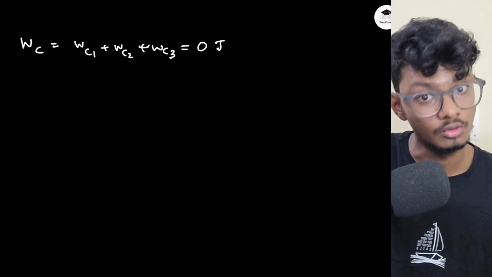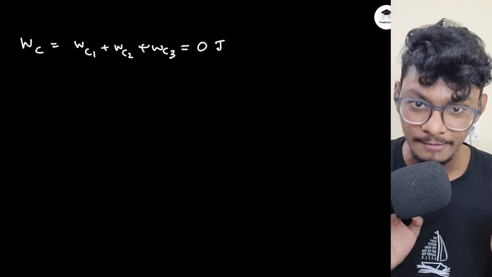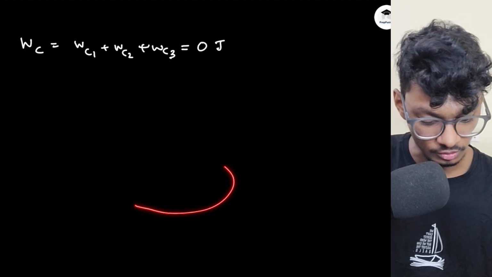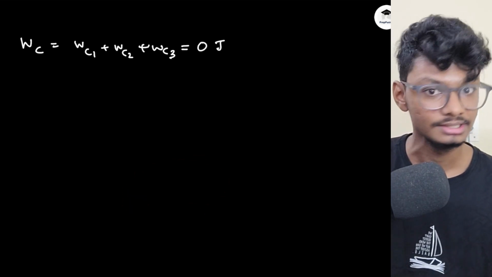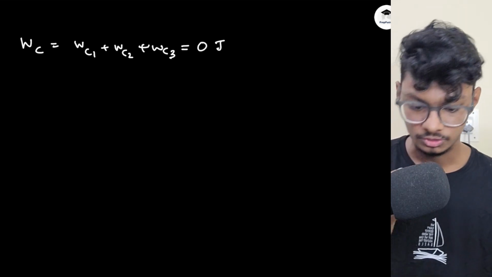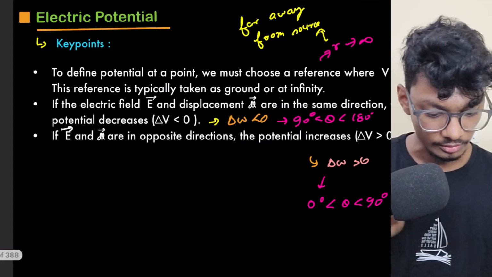Overall this becomes 0. Without doing anything, without even touching the notepad, I directly told you the answer will be 0 for the work done due to the closed path, right? Already told you. So that's the power of conservative fields. I hope you understood this point. I proved to you as well, the work done will be 0. Now let's solve these questions.